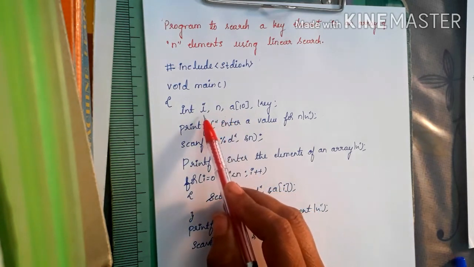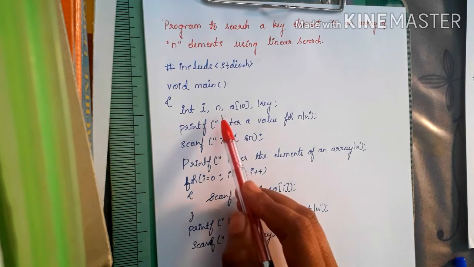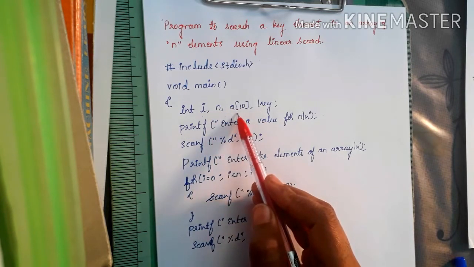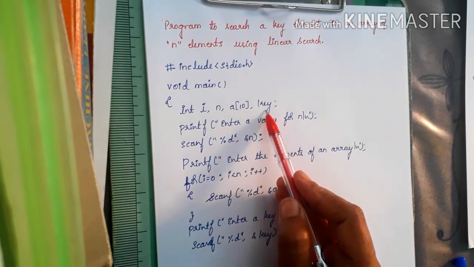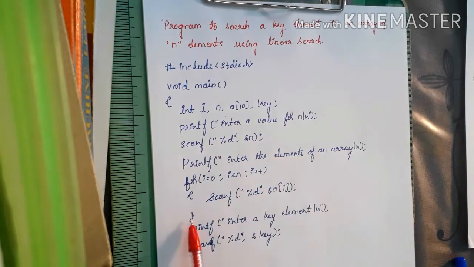Here I have taken the variable i to represent the position of the array elements, n, which indicates the number of elements that we want to input to the array, and the array A of size 10, and one more variable key, which indicates the element that I want to search in the array. First, input a value for n. Then, using this for loop structure, input n elements to the array A.